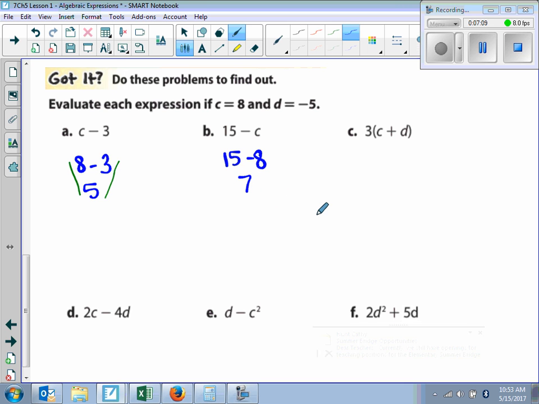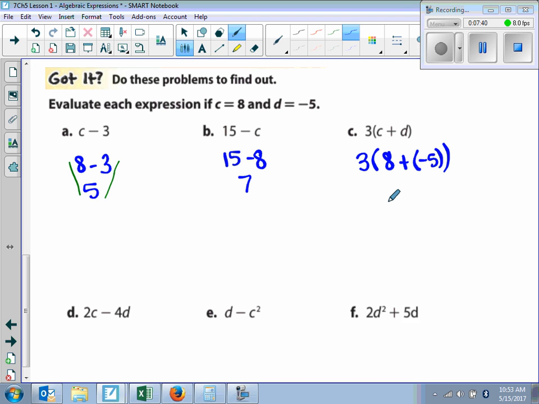Piece of cake, right? Now here we have 3 times the quantity, C plus D. So what are we going to put in for C? 8. And how about D? Negative 5. Say it correctly. So we have 3 times the quantity, 8 plus, and then here when you put in your negative 5, don't forget you want that to be in parentheses, right? And then so we're going to have a double parentheses in there.